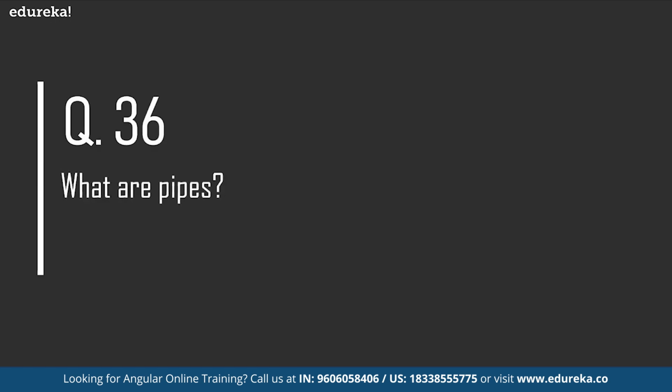Our next question is, what are pipes? A pipe takes in data as input and transforms it to a desired output. For example, let us take a pipe transforming a component's birthday property into a human-friendly date using the date pipe.